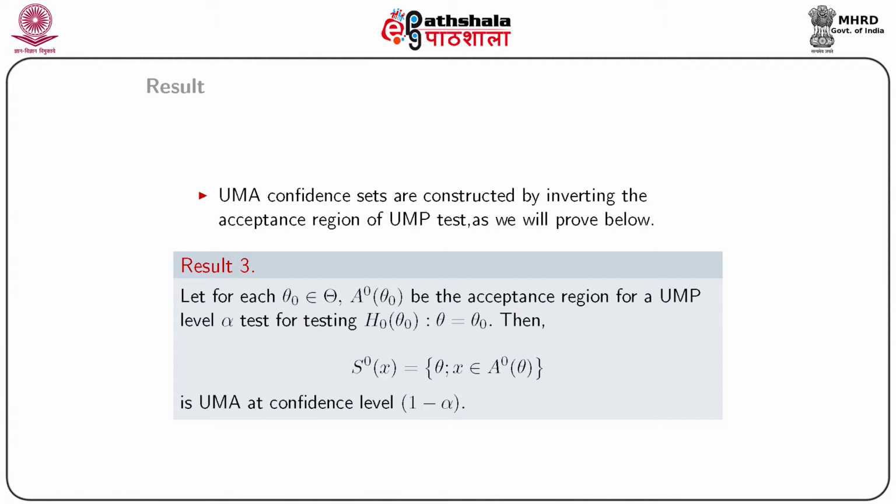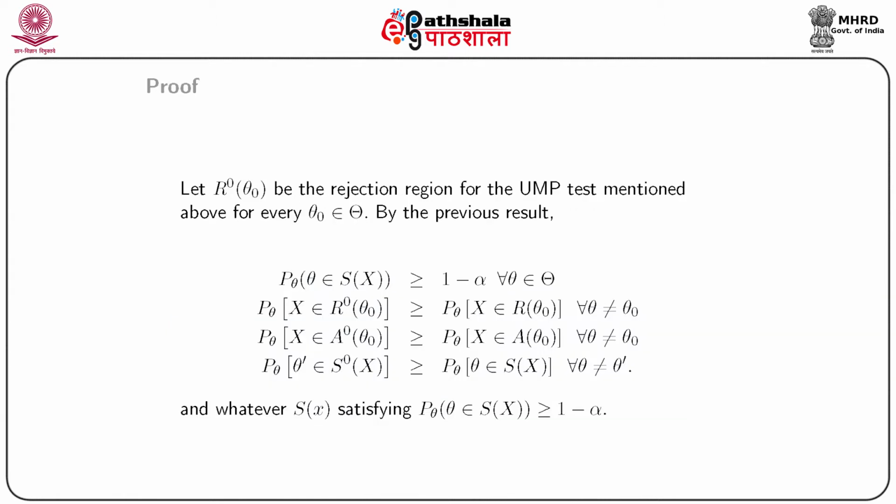Then the set S naught, which is the set of all theta such that X belongs to A naught, is UMA at confidence level 1 minus alpha. Let R naught theta naught be the rejection region for the UMP test mentioned above for every theta naught belonging to script theta. By the previous result, probability under theta that theta belongs to S of x is greater than or equal to 1 minus alpha for all theta. Therefore, probability under theta that x belongs to R naught theta naught is greater than or equal to probability under theta that x belongs to R theta naught for all theta not equal to theta naught.